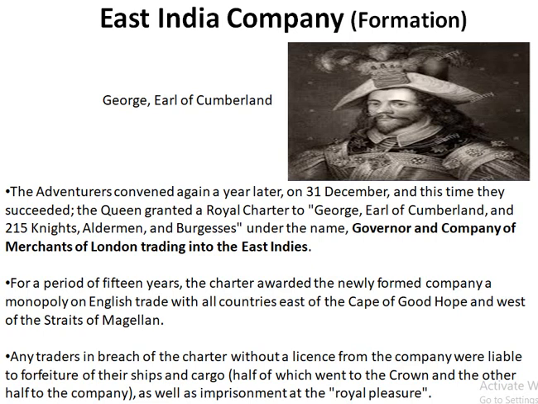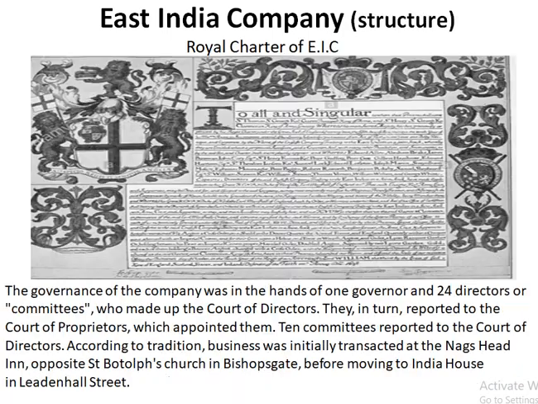The charter also stated that any traveler or merchant who breaches or violates the rules of the charter, trading without a license from the company, was liable to forfeiture of their ships and cargo. Their property would be confiscated, half of which went to the crown and the other half to the company. Imprisonment could also take place, so the person could be jailed for violating the rules of the charter.